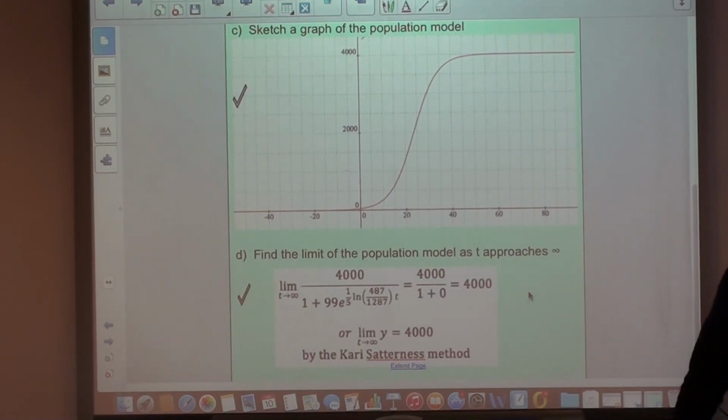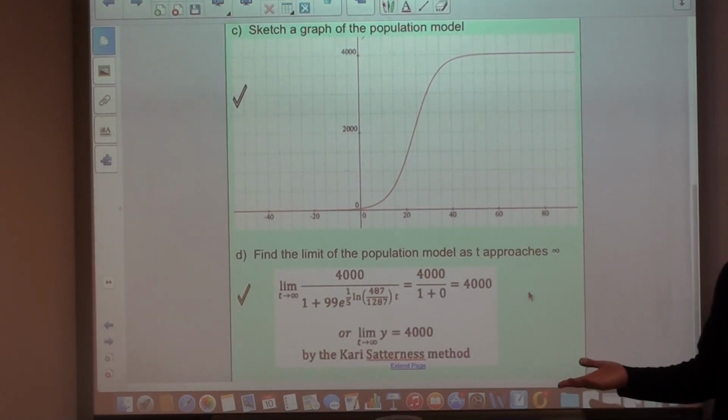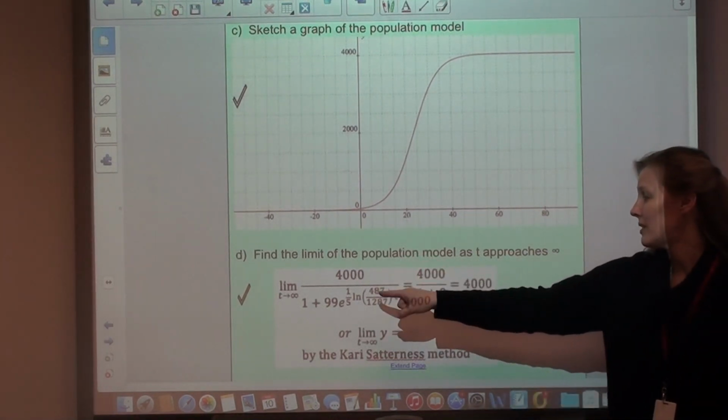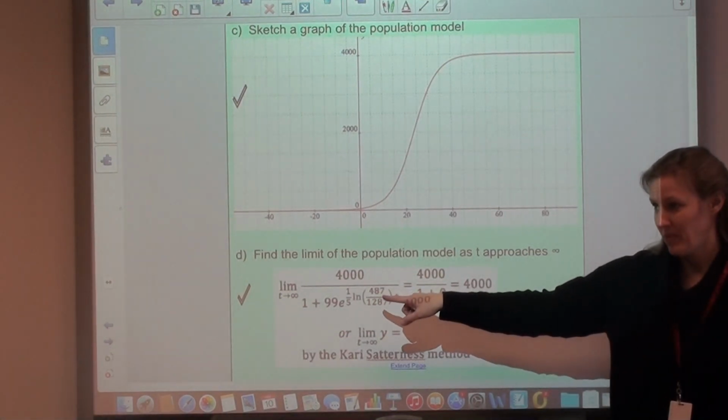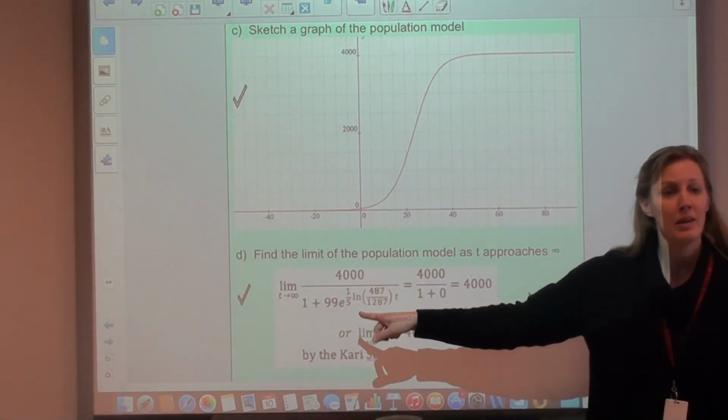Okay? So I learned yesterday afternoon what the Kari-Saknus method is. So Kari-Saknus was a student here a number of years ago in Mr. Thomas's class, right? So he used to make his students do this every time for the limit.